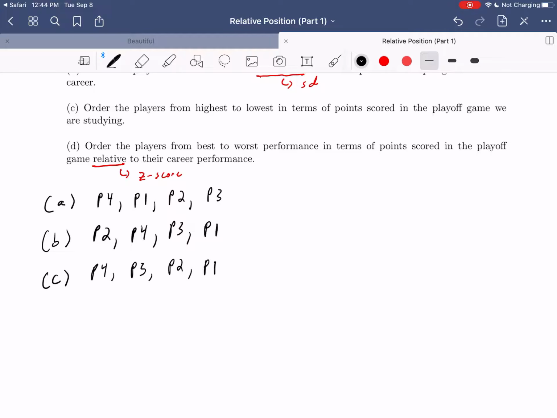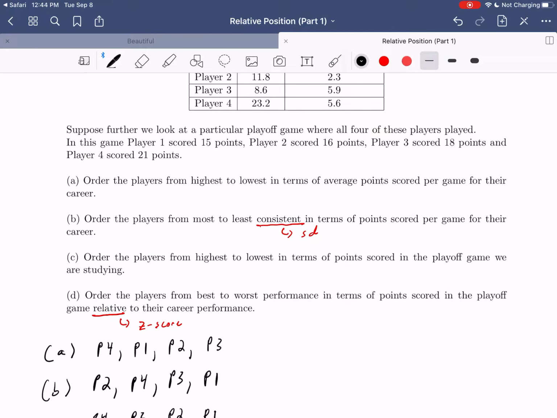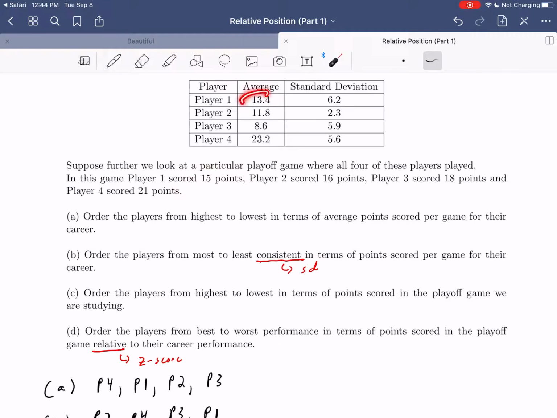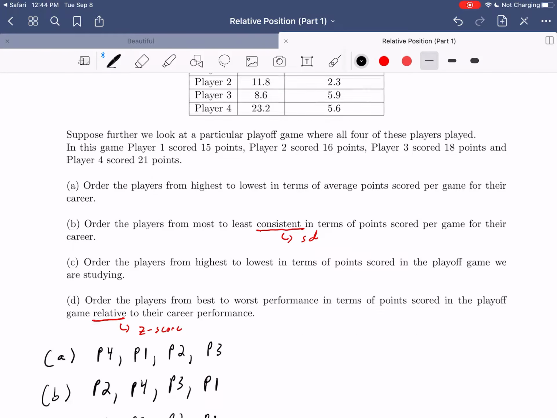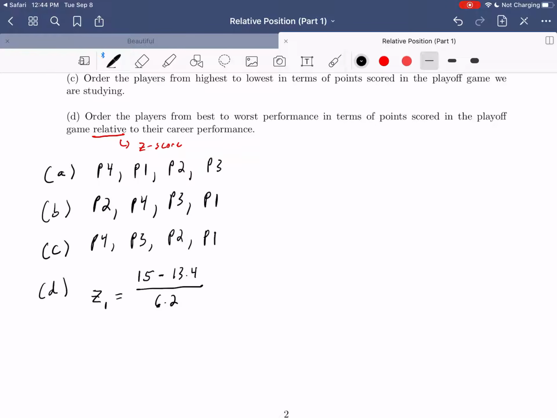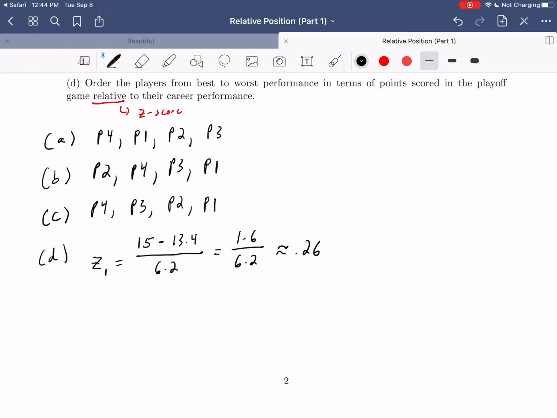So for part D, let's go ahead and calculate a z-score for player 1. Remember, player 1 scored 15 points, and their average and standard deviation were 13.4 and 6.2. So we would take their actual data point of 15 minus their career average of 13.4, and we would divide by their standard deviation, which was 6.2. If we calculate that, we can see that they were 1.6 points above average, 15 minus 13.4, and then dividing that by 6.2, we can see that that was approximately 0.26. So they were a little over a quarter of a standard deviation above average.